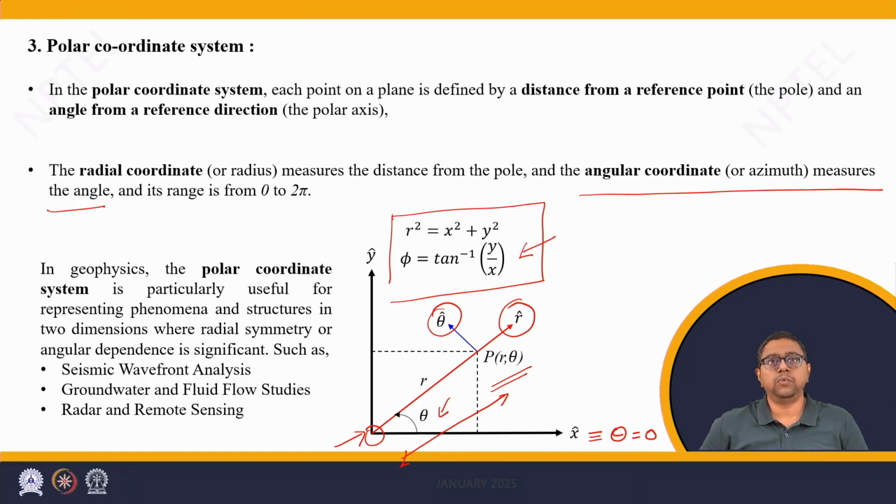In geophysics, the polar coordinate system is used in various aspects. Some of them are listed here. The polar coordinate system is widely used in seismic wavefront analysis, which is used for exploratory activities. It is also used in groundwater and fluid flow studies, which is very important in geophysical applications. It is also used in radar and remote sensing applications for various surveying and sensing purposes.